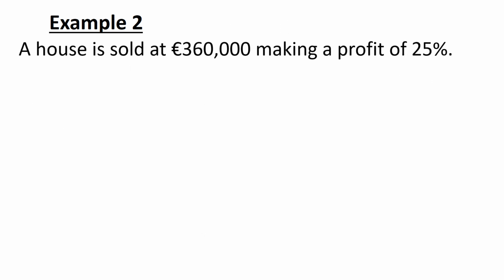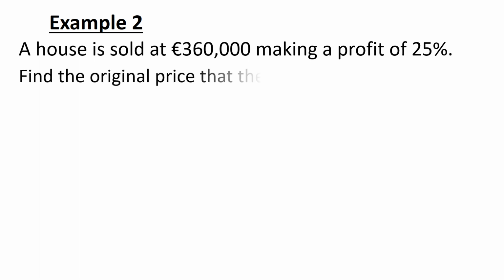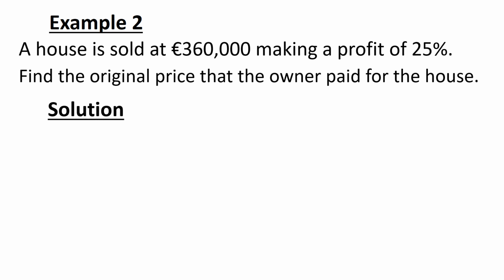Example 2. A house is sold at 360,000 euros, making a profit of 25%. Find the original price that the owner paid for the house. Solution.